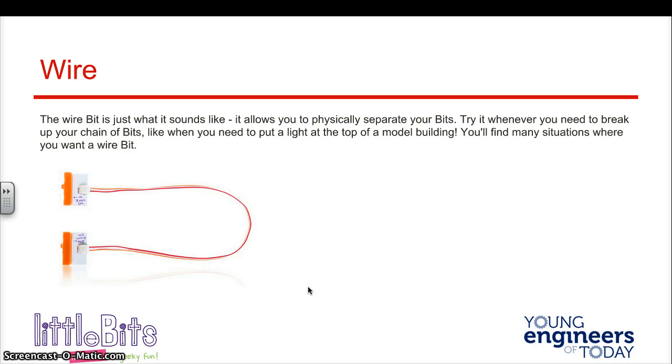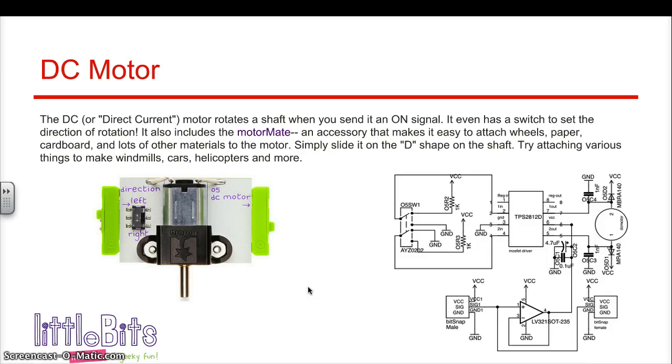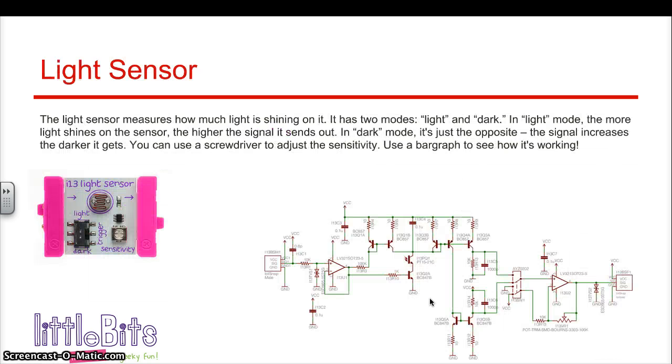You're going to be using wire, which helps make extensions, and a DC motor. And what I want you to point out on the DC motor is the drive shaft. It is literally shaped like a D, and this allows you to connect things. And I encourage you to connect different materials to this. And then we're going to be using our light sensor.